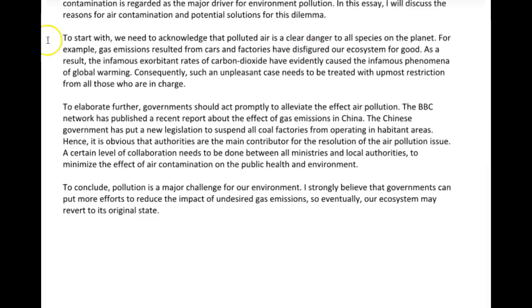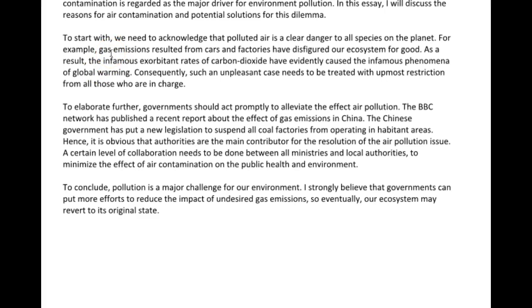As a result, the infamous exorbitant rates of carbon dioxide have evidently caused the infamous phenomena of global warming. I don't like infamous in either place here. Exorbitant rates was fine, but definitely not infamous, okay? Consequently, such an unpleasant case needs to be treated with utmost restriction from all those who are in charge. So, this for me is a little underdeveloped, okay?